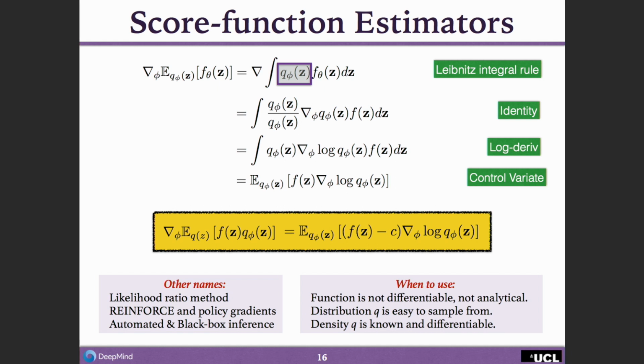And as I said, we are going to try and manipulate this quantity q. So now the gradient goes inside, so that's why there's gradient of q times f. I'm going to use the identity trick again, so I'm just going to multiply by 1.